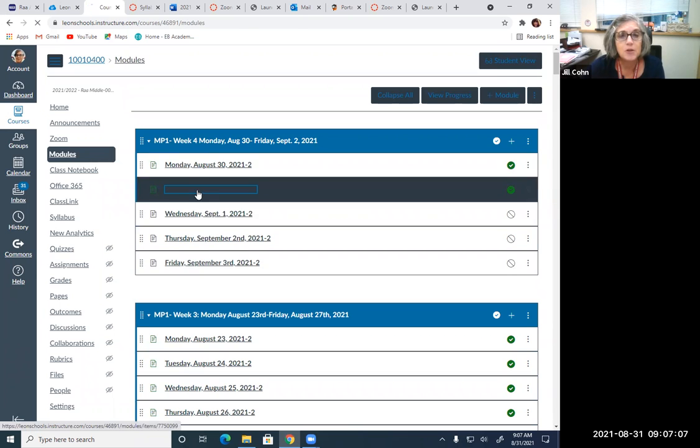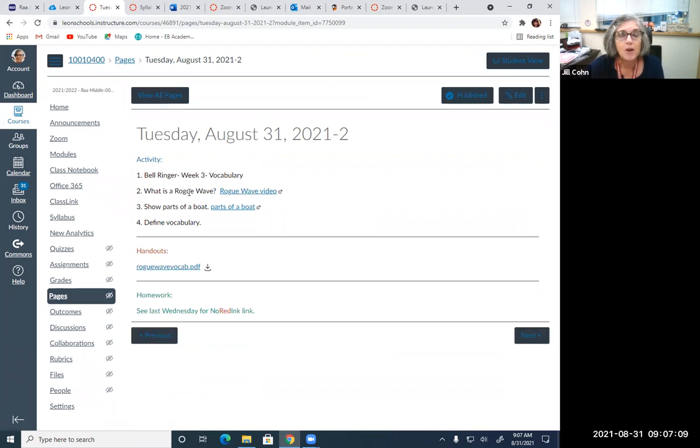So if I click on Tuesday, August 31st, you would see that we had a bell ringer, that I introduced the concept of what is a roadway and the parts of the boat, and we'll do an activity on defining vocabulary. And this is the handout section. So every time there is something for someone to do, you'll see a PDF of that handout. And then the homework that's listed below. So that's how it's set up every week.